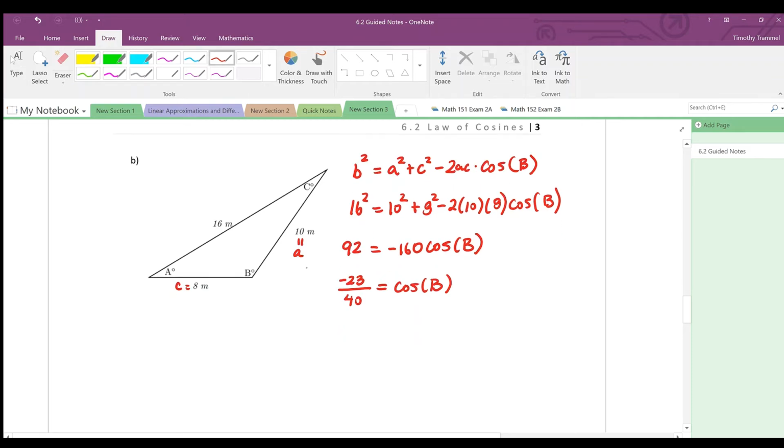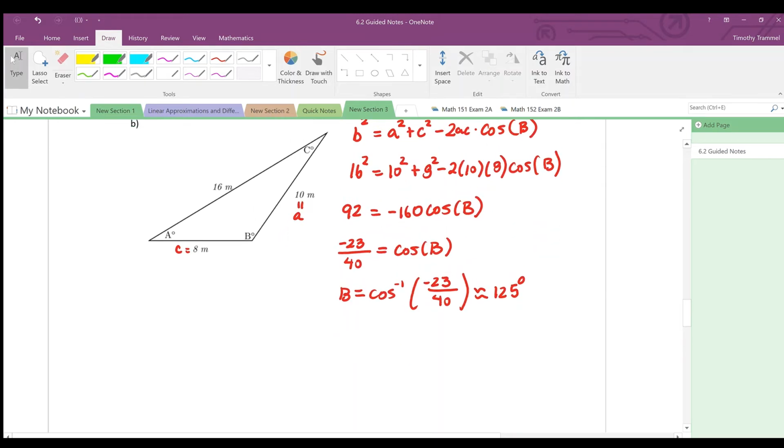And then finally, we'll take cosine inverse of each side. We get B is equal to cosine inverse of minus 23 over 40. And as long as your calculator is in degrees, you will get an obtuse angle, which is what we were expecting here for B. But if we go ahead and round this to the nearest degree, this is going to come out to 125. But I'm going to do the same thing here that we did on the last example. I'm going to store this in my calculator so I don't lose my accuracy here. Let's just note that this was in degrees.